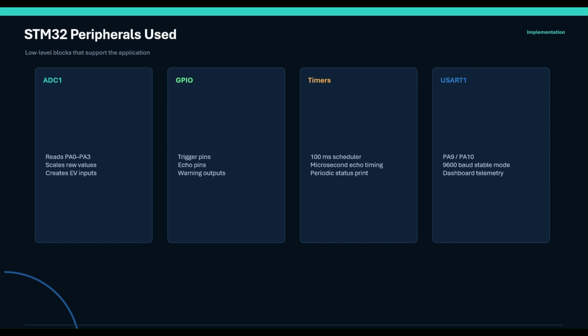The STM32 project used several peripherals. ADC1 reads the analog inputs. GPIO controls the ultrasonic trigger and echo pins. Timers are used for periodic scheduling and microsecond timing for the ultrasonic sensor. USART1 sends the telemetry to the PC dashboard.